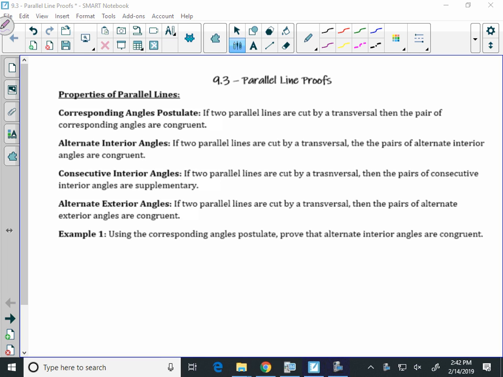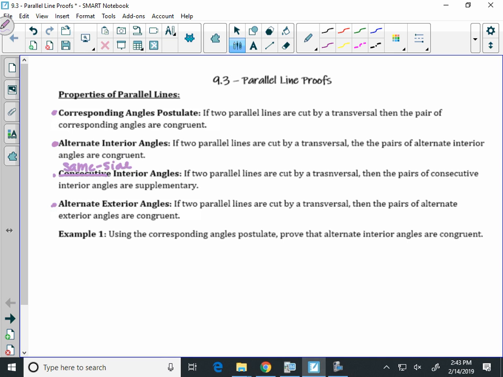So in this section of proofs, we're going to talk about parallel line proofs. If you recall, we talked about parallel lines cut by a transversal way back in the beginning of the year. And now we're going to reincorporate that with proofs. The types of angles we talked about were corresponding, alternate interior, same side interior, and alternate exterior angles.